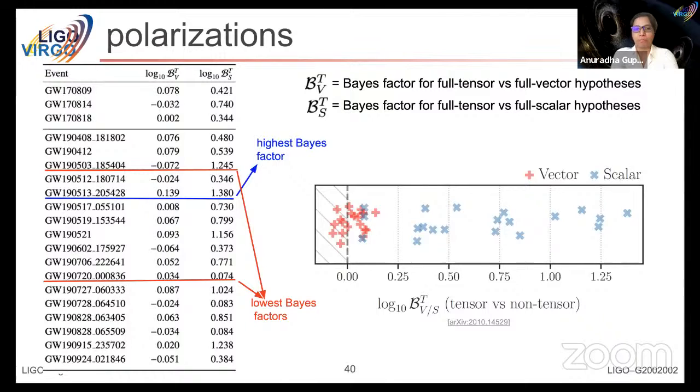But the difference between the blue point and the red points can be explained by the intrinsic geometry of the antenna pattern for the LIGO-Virgo detector, which suggests that it is easier to distinguish the scalar modes in the data.